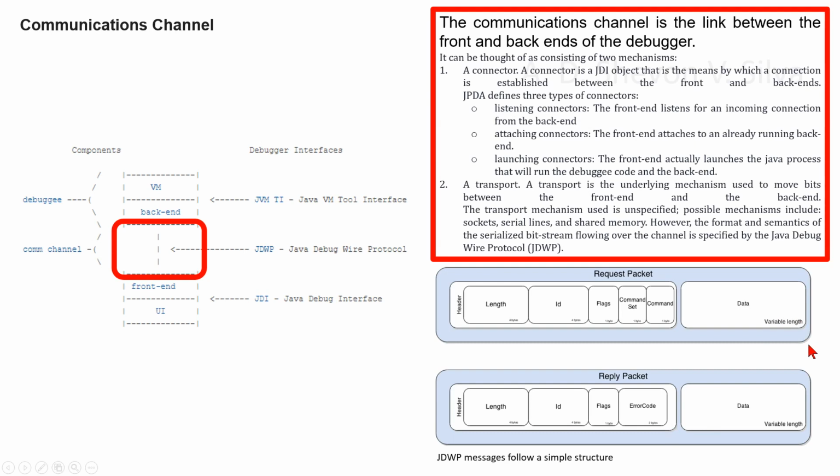Data. The data field is unique to each command set command. It is also different between command and reply packet pairs. For example, a command packet that requests a field value will contain references to the object and field IDs for the desired value in its data field. The reply packet's data field will contain the value of the field.